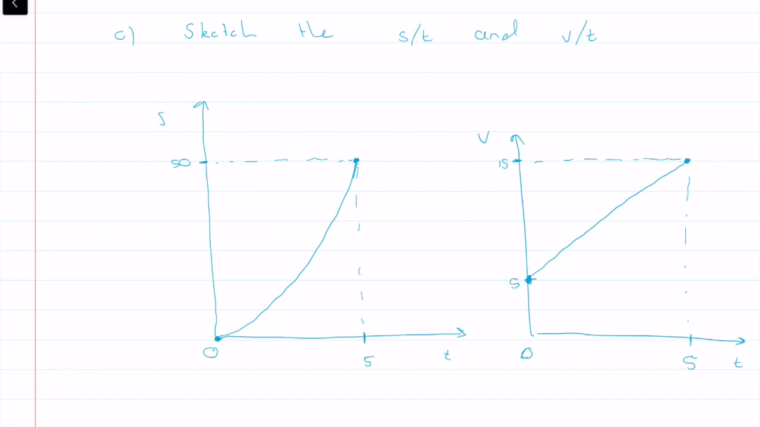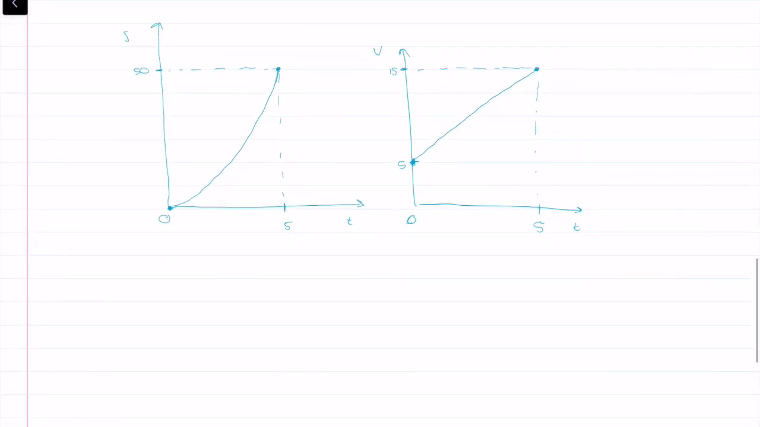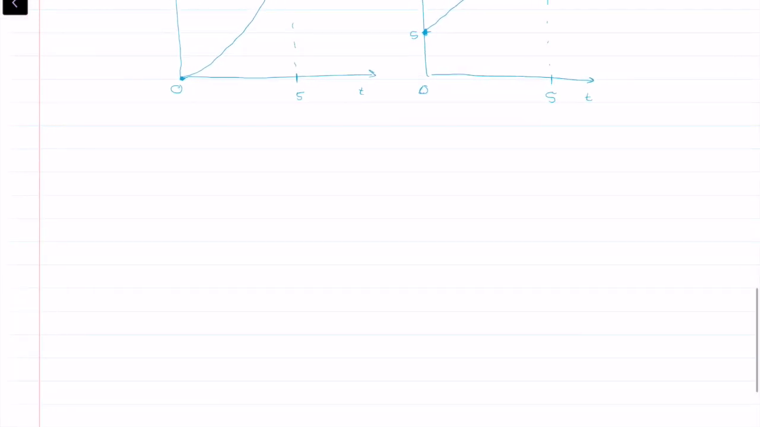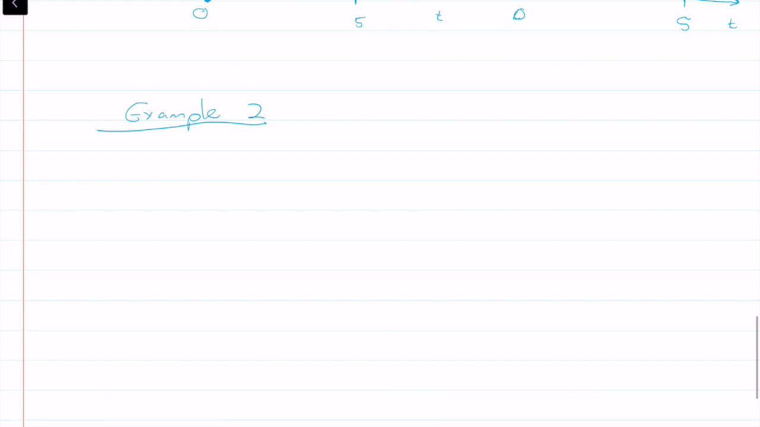Okay, let's do one more simple question, something not too difficult, and then we'll get into some more complicated stuff. So let's say example 2. A car is going right at, let's say, 50 meters per second and stops uniformly in 10 seconds.